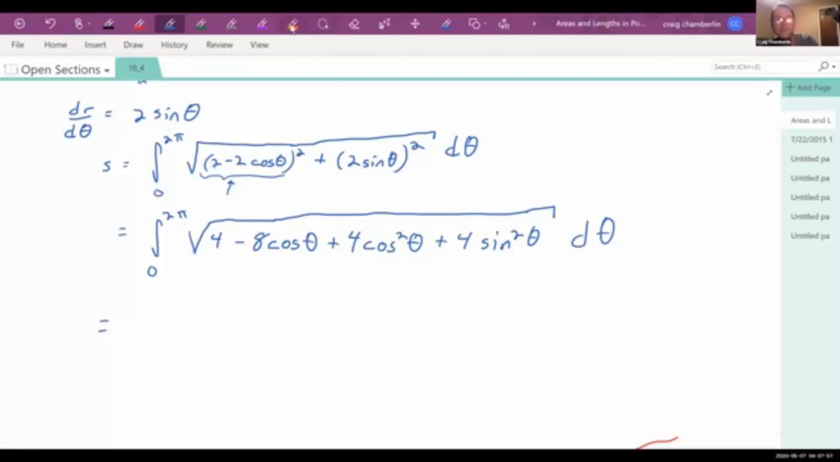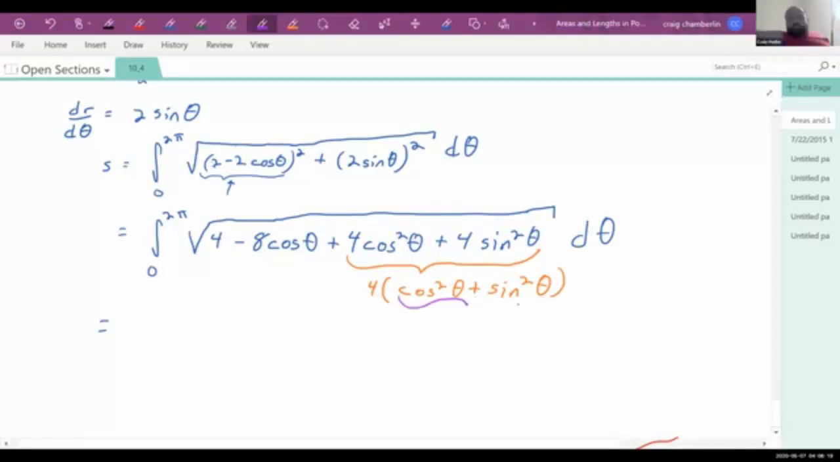So if you think about it, you have 4 cosine squared theta here plus 4 sine squared theta. If you factor out the 4, don't you have inside the parentheses cosine squared theta plus sine squared theta left? And what is that? 1. That is 1. So 1 times 4 is 4, plus that 4 gives me 8 right there. 8 minus 8 cosine theta underneath the radical.